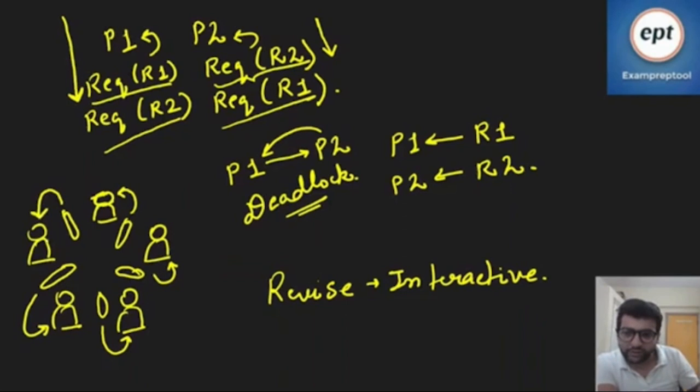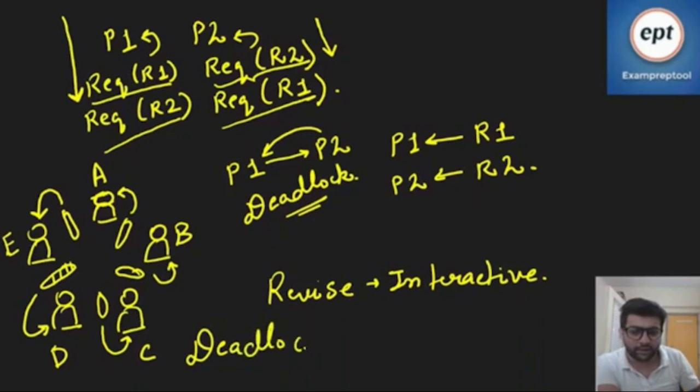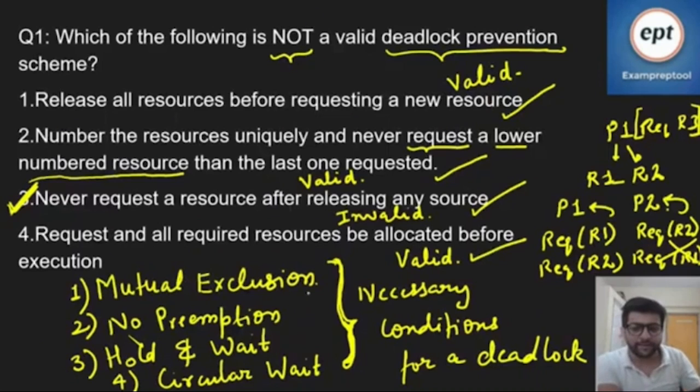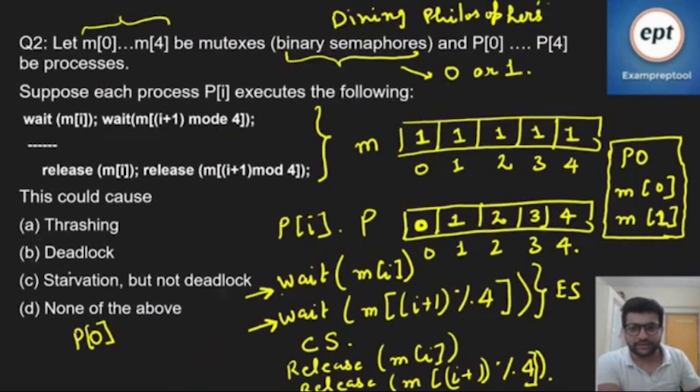Right? Now, let's name these philosophers A, B, C, D, and E. Now the philosopher E is waiting for this particular fork. However, it is not able to get this because the philosopher D has held it. Right? So we can see that here is a situation of deadlock. So the answer is deadlock.